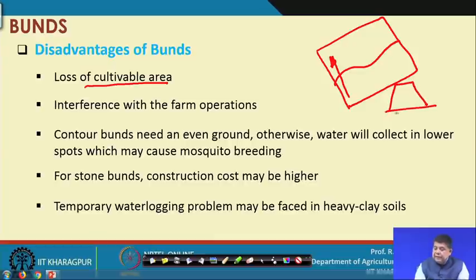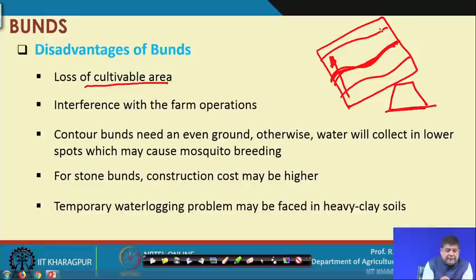So, obviously, the base area along this length is not available for cultivation. That means it results in loss of cultivable area, and as there are a series of bunds in a given area, it results in a considerable amount of loss of cultivable area. So, that is a major disadvantage, and then they also interfere with the farm operations.